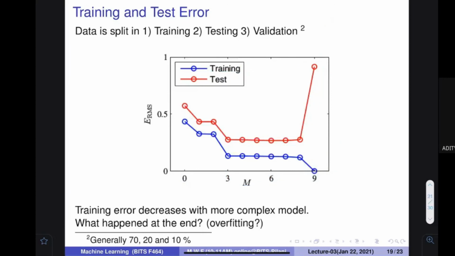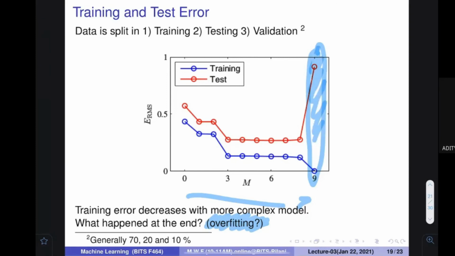This is called overfitting. Very important line. So if you increase the power of the model, there is a risk that the model would be overfitting. Okay.